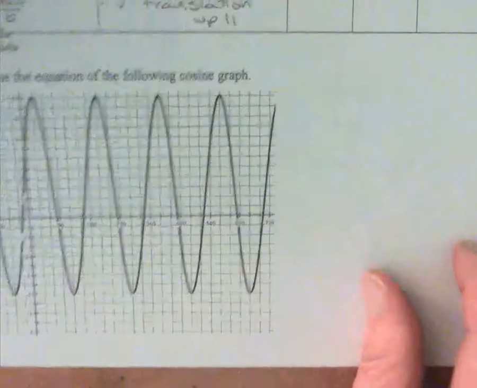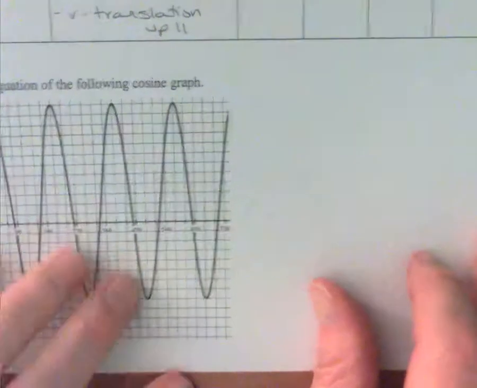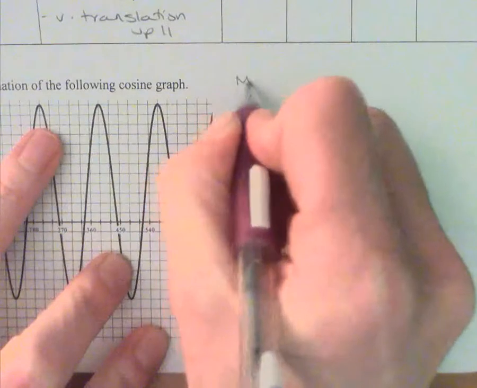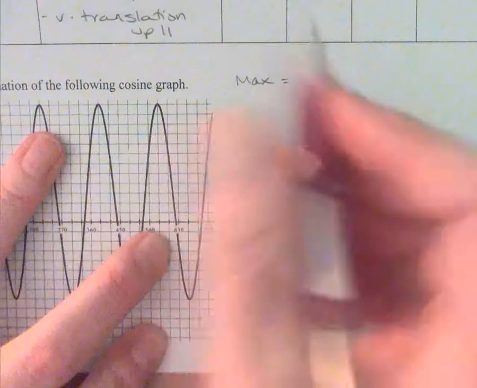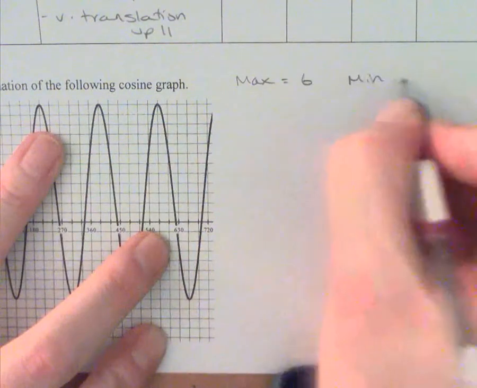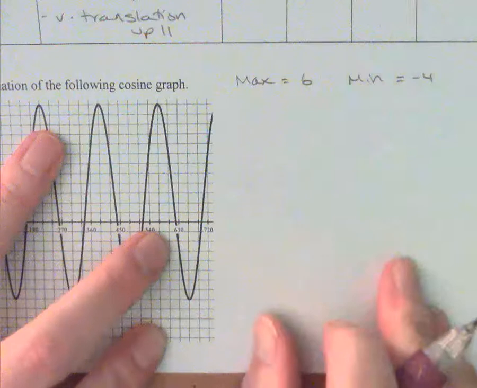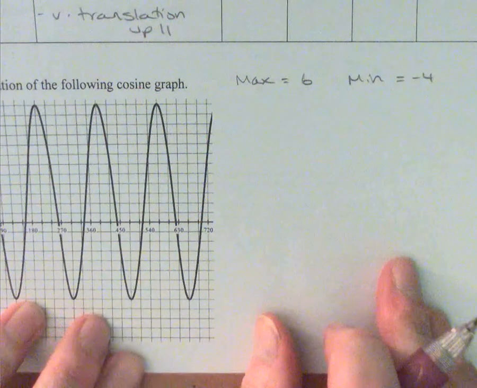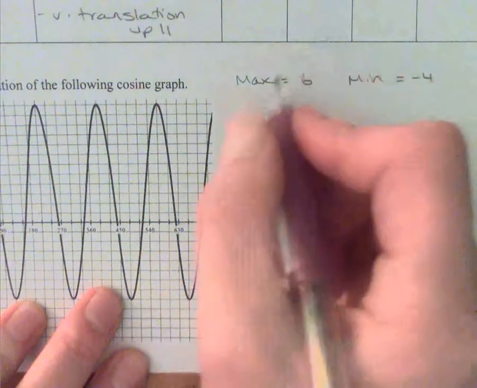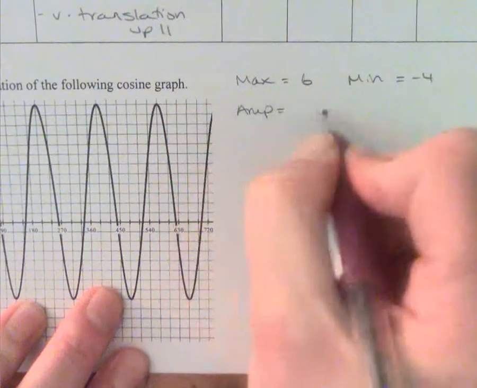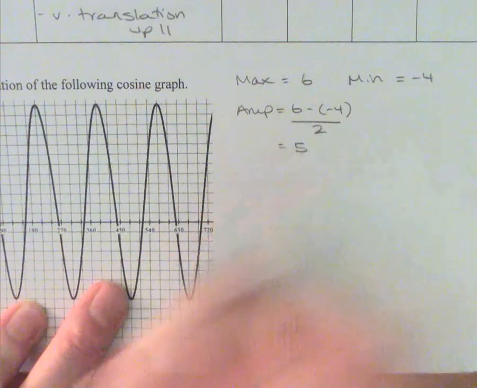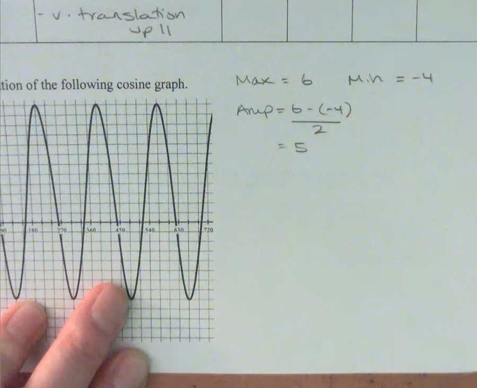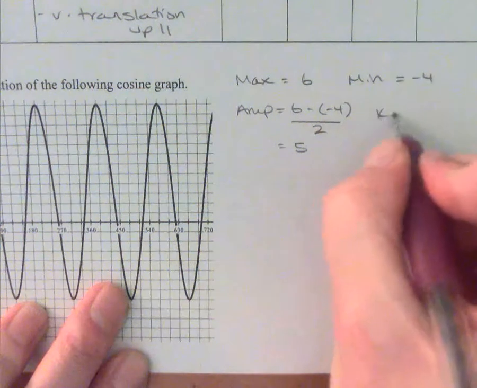So the first thing we do when we're trying to find an equation of a graph is we want to know what are the maximum and minimum values. So my maximum value in this case is 6, and my minimum value is -4. From those two, I can figure out the amplitude. The amplitude is the max minus the min divided by 2. The amplitude is 5. That means we're 5 up from the midline and 5 below the midline. So I can also calculate the midline. That's the next step.